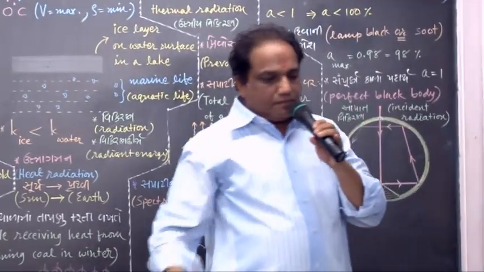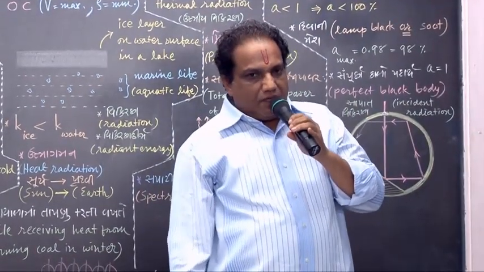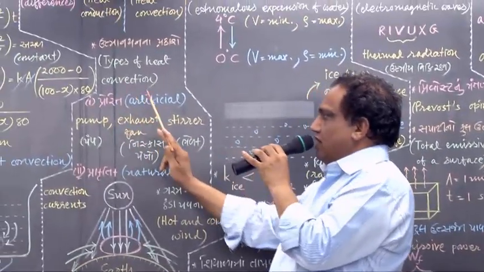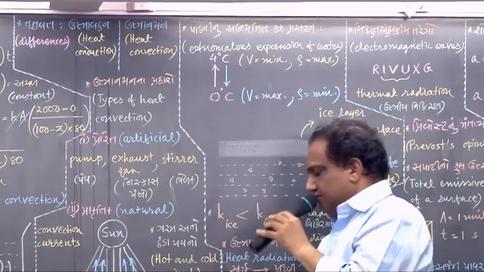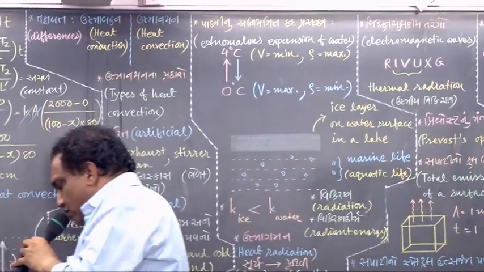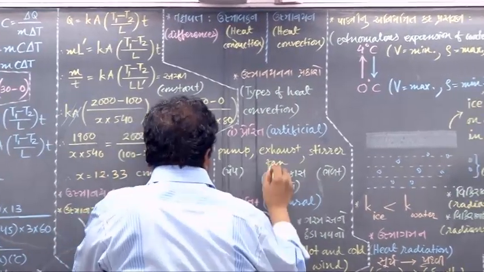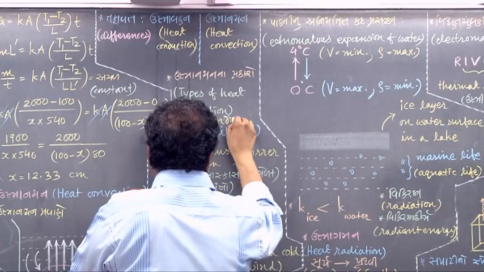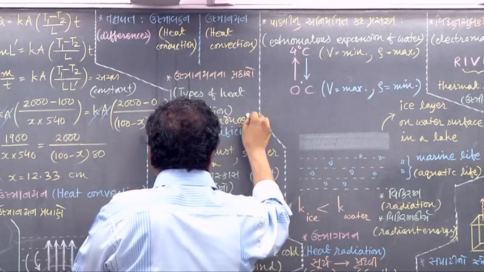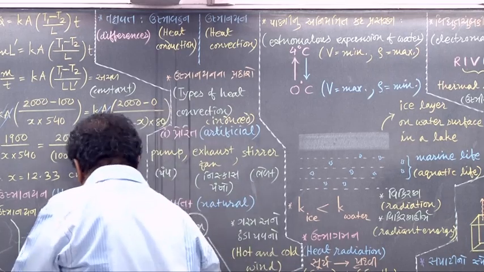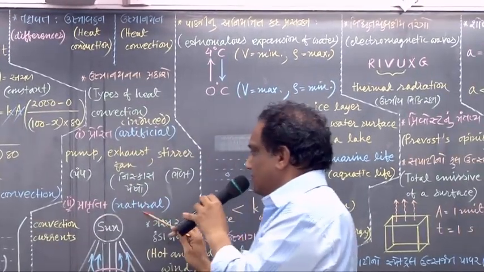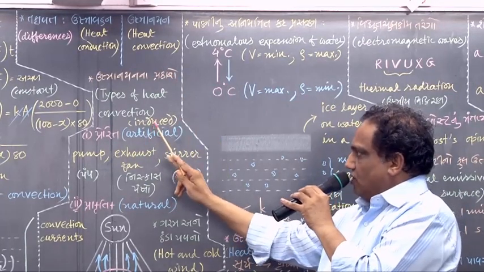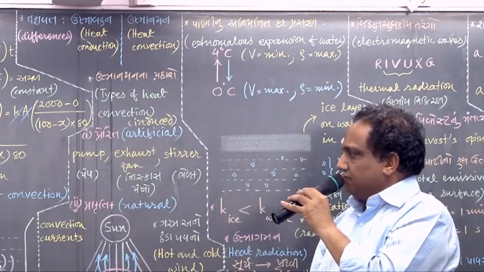Look, there are two types of convection. First is artificial. We also call it induced. Okay. And second is natural. What are the examples of artificial or induced convection?